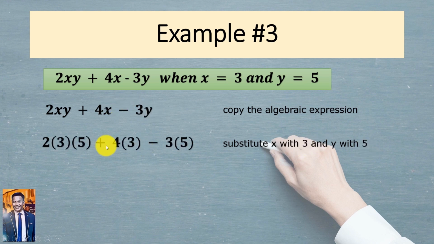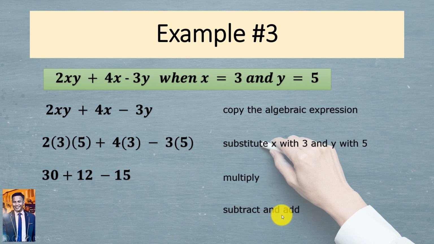And it will become 2 times 3 times 5 plus 4 times 3 minus 3 times 5. And we can now multiply. So, multiply natin. So, 2 times 3 times 5, it will become now 30. 4 times 3 is 12. And 3 times 5, that is now 15. Okay, then, we subtract and add.